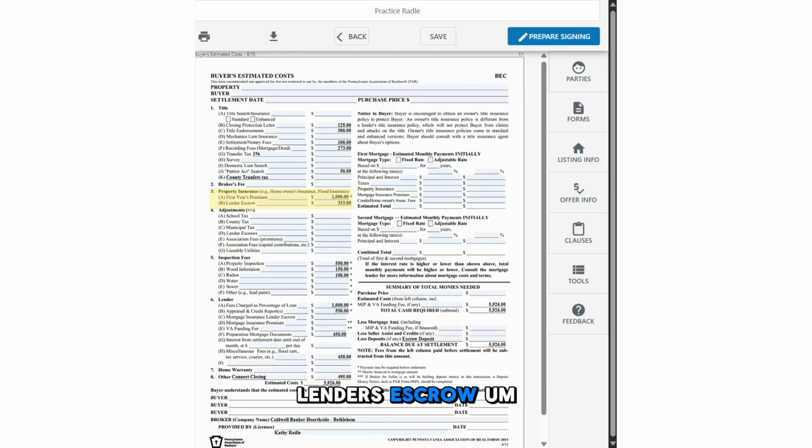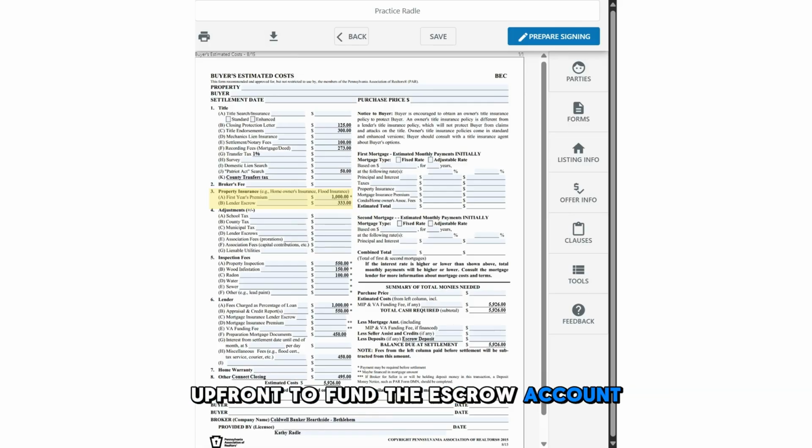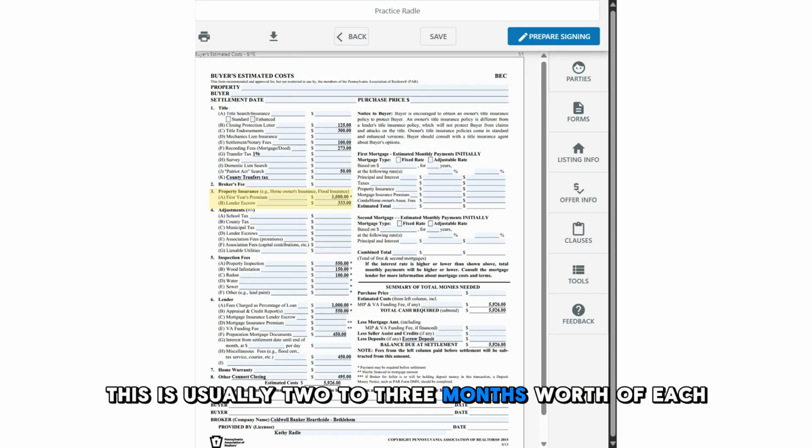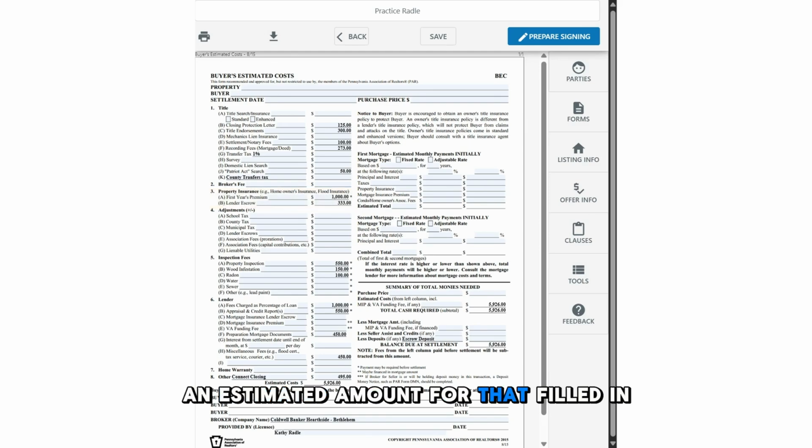Lender's escrow, this is set up for taxes and insurance. The lender will collect several months of property taxes and insurance up front to fund the escrow account. This is usually 2 to 3 months worth of each. And again, we already have an estimated amount for that filled in.